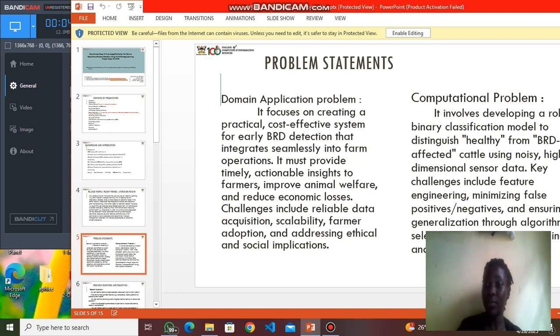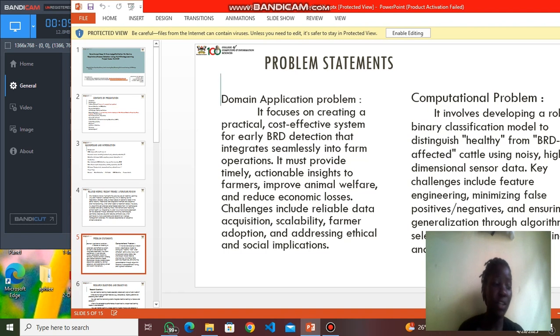Basically, it involves developing a binary classification model that can distinguish healthy from BRD-affected cattle, putting into practice efficiency, and being faster and reliable.